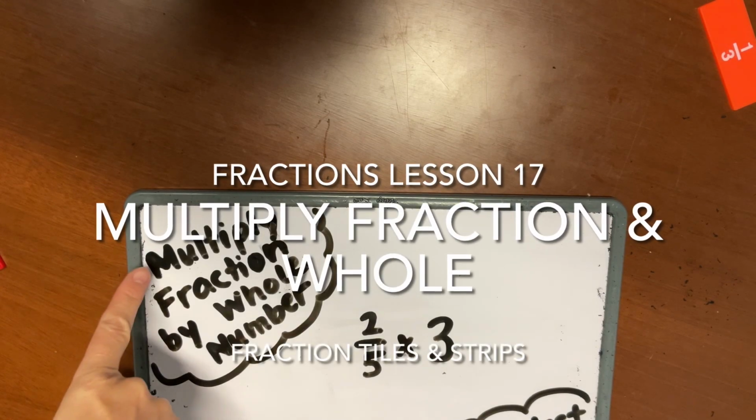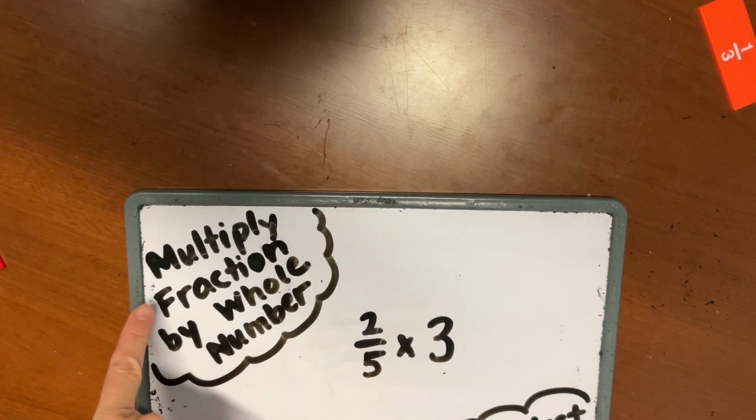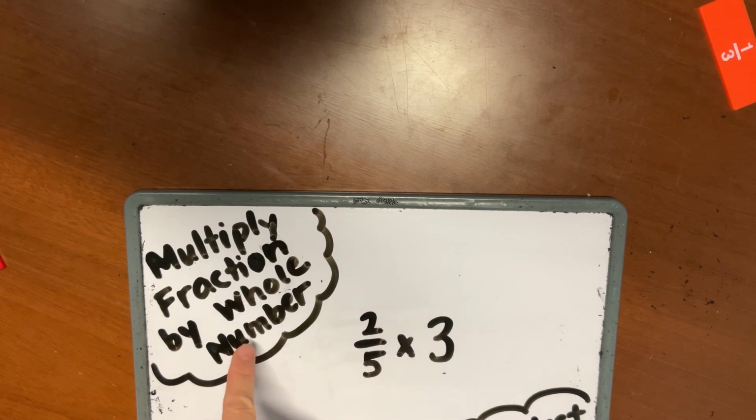We are going to multiply, we can see the multiplication symbol, a fraction by a whole number. So here's my fraction, 2/5, and the whole number is 3. So I want to do 2/5 3 times. How can I do 2/5 3 times? I want you to go ahead and pause the video, get out your fraction tiles, and build this.